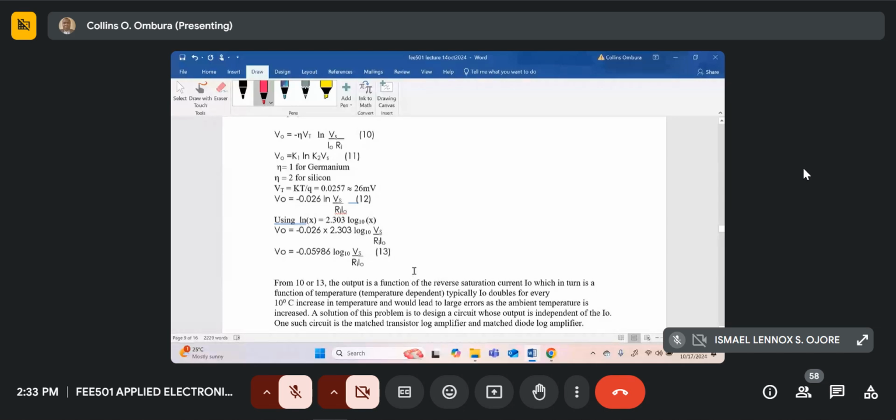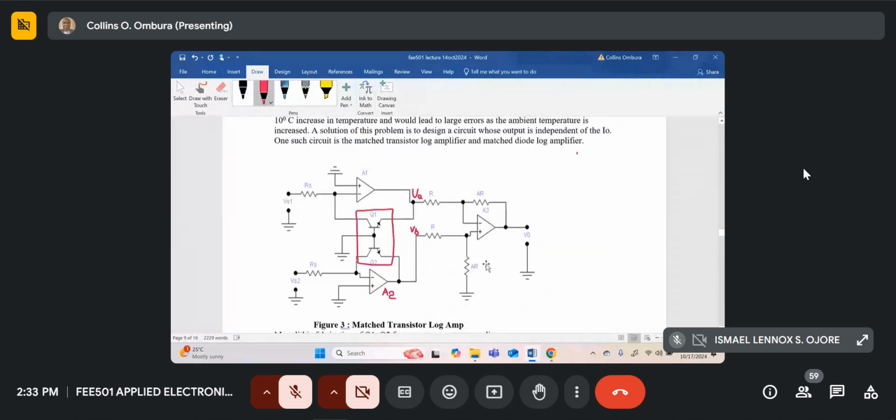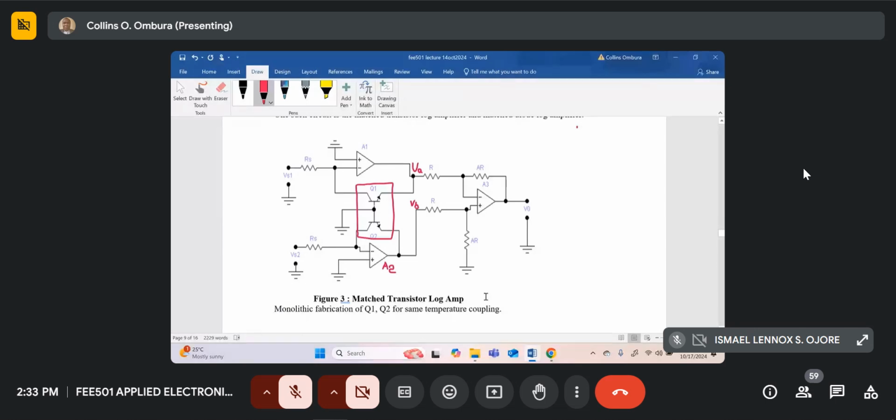So in order to design a good log amplifier, you have to design it so that it is independent of I naught. Now, one such design is called a matched transistor log amplifier. There's also a matched transistor diode log amplifier, but I'll do the matched transistor log amplifier, which is in the notes over here. So this is the circuit of the matched transistor log amp.